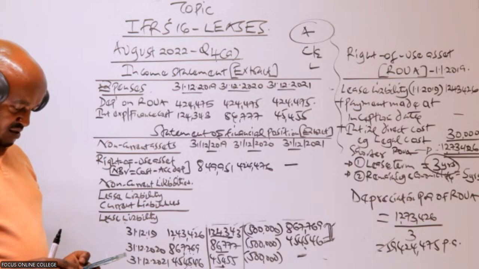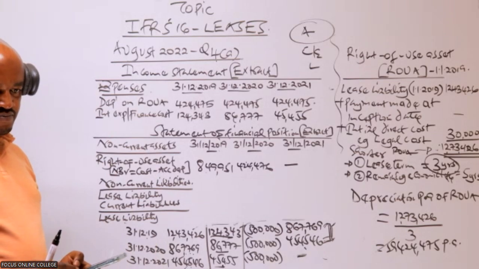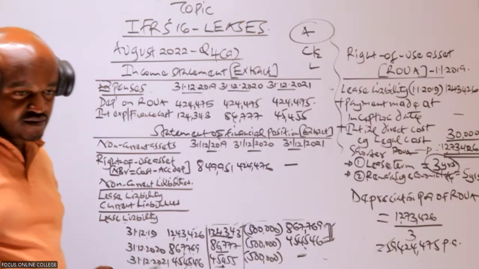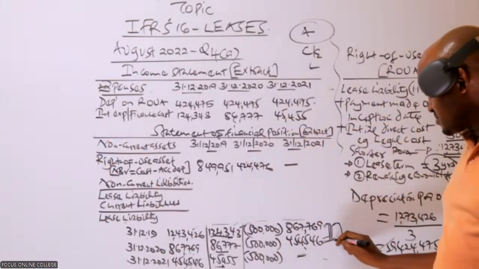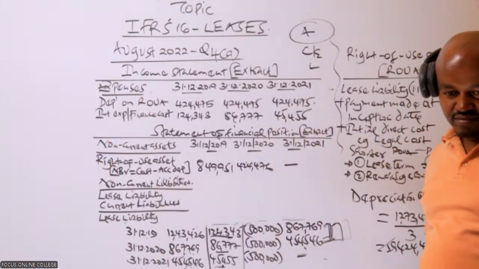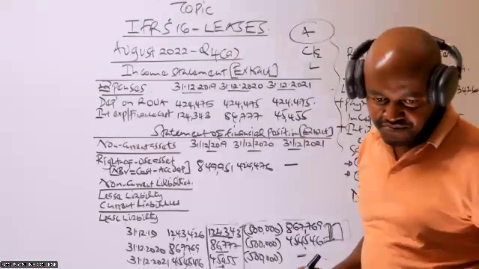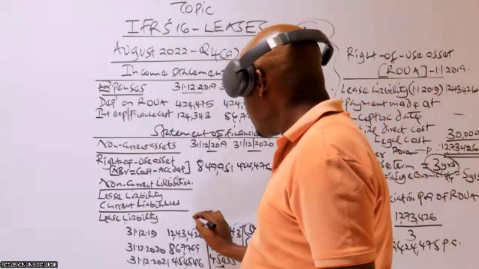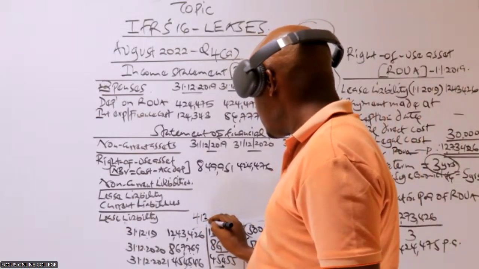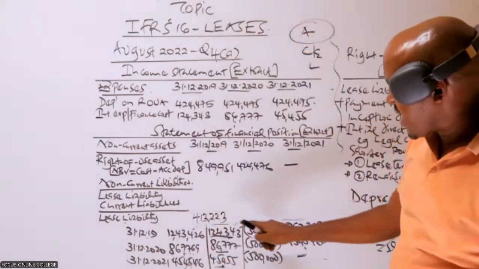What are you getting? What are you getting as the difference between these two values here? We have been given 413,223, 413,223, 413,223. That is now the amount we recognize here as a current liability.